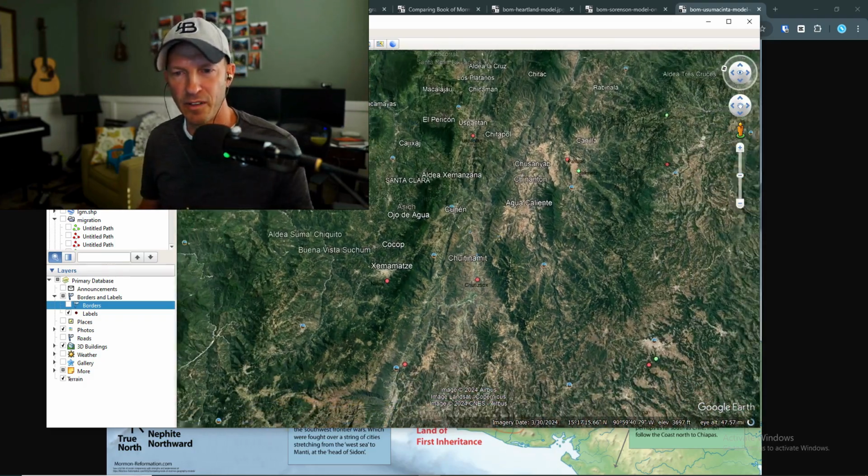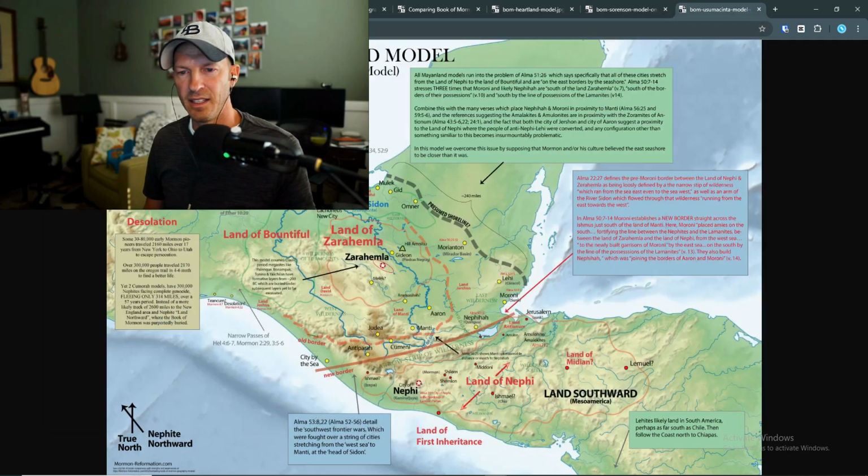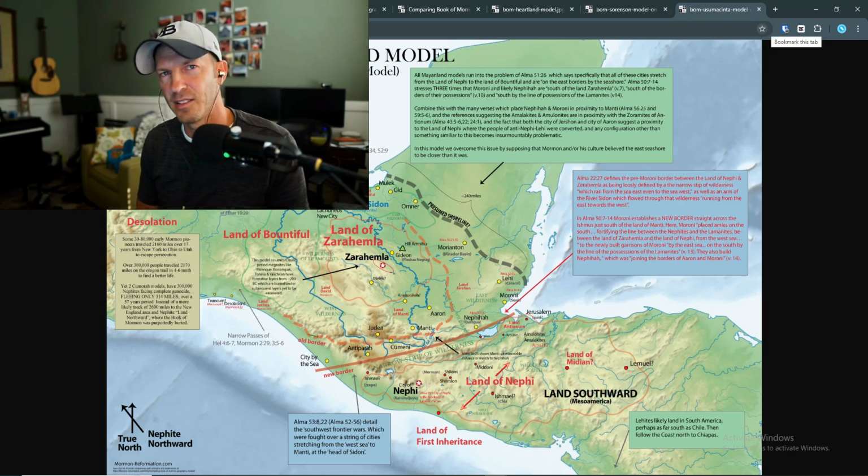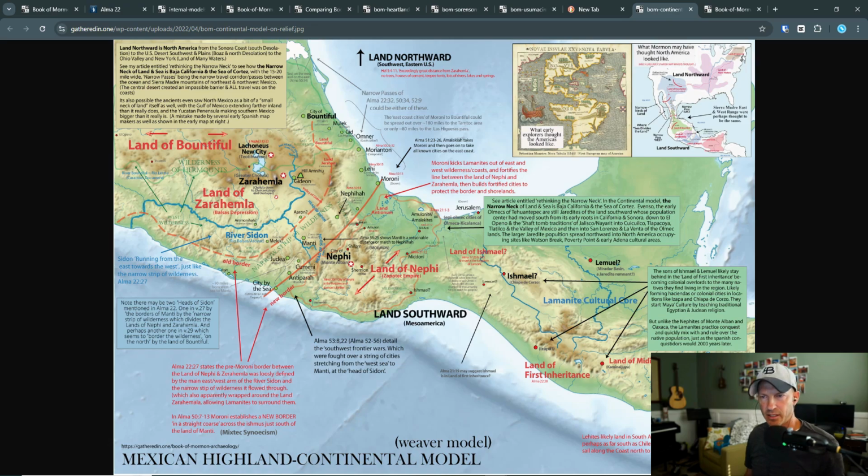Okay, so I hope you're following along here. Then let's go on to the next one. Let's go to my model. So here's the Continental Model, right? My narrow strip of wilderness sits right here between the Mexican highland, Zarahemla, where the population center always was, Teotihuacan, Cuicuilco, all the major cities, and my land of Nephi, which is Monte Albán and Oaxaca. So we've got this narrow strip of wilderness that separates the two of them.